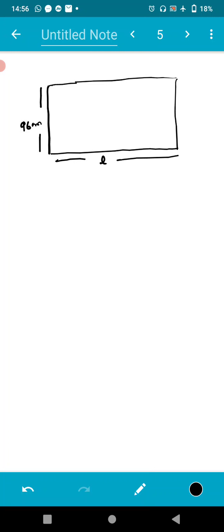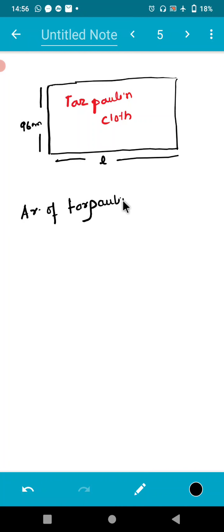So what we can write is that area of tarpaulin cloth, let me write it here, area of tarpaulin cloth would be equal to the TSA of the suitcase, isn't it? Because with this cloth only I am covering the entire suitcase.